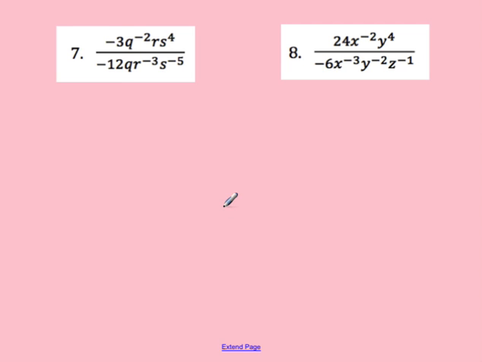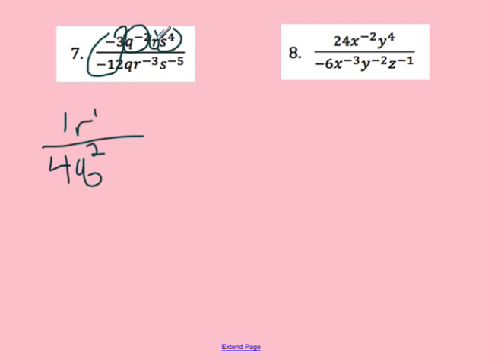I'm going to start by simplifying my fraction. So I have negative 3 over negative 12. First of all, both my negatives are going to cancel. 3 and 12 are both divisible by 3, so I'm left with 1 over 4 as my starting fraction. So I'm just going to work my way through. First I have q to the negative 2, so I'm going to flip that to the bottom and get q squared. And then I have r to the first up here, so that's going to stay r to the first. S to the 4 is positive up there, so it's going to stay up there.